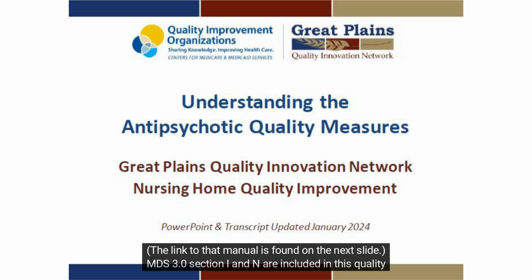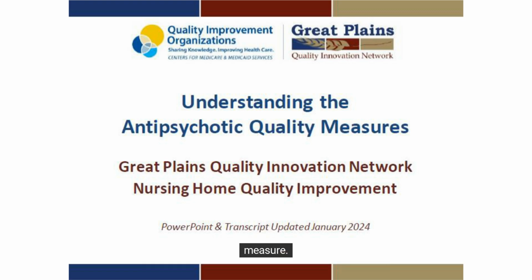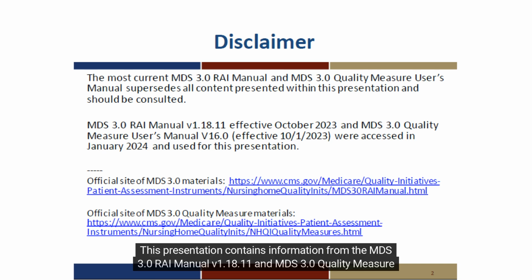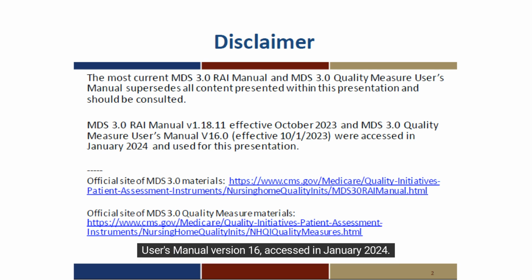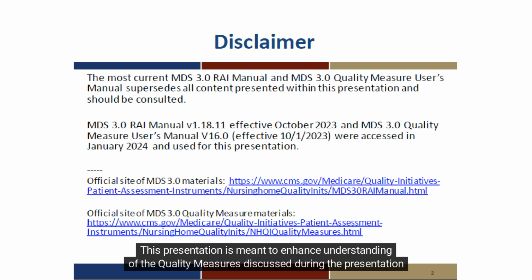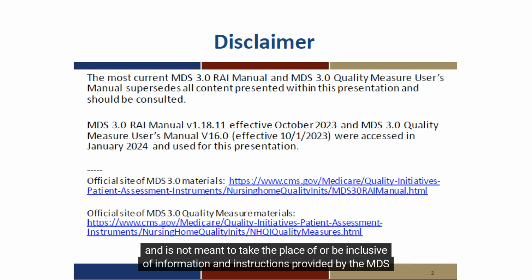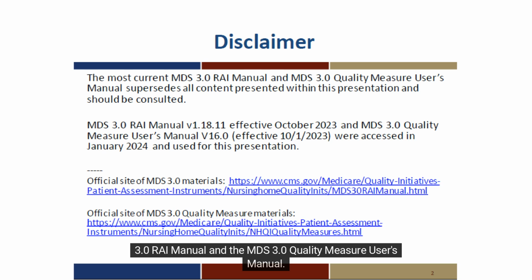MDS 3.0 Section I and N are included in this quality measure. This presentation contains information from the MDS 3.0 RAI Manual V1.18.11 and MDS 3.0 Quality Measure Users Manual version 16, accessed in January 2024. This presentation is meant to enhance understanding of the quality measures discussed during the presentation and is not meant to take the place of or be inclusive of information and instructions provided by the MDS 3.0 RAI Manual and the MDS 3.0 Quality Measure Users Manual.